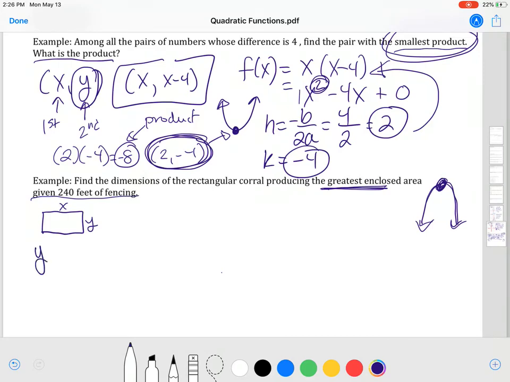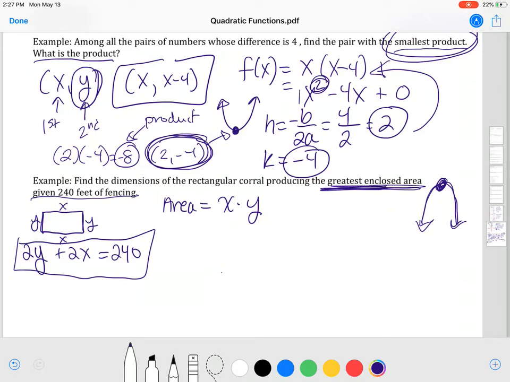That means that if I take 2y, because I have two sides that are length y, and I take 2x, because I have two sides that are length x, and I add it up, that should give me 240 feet of fencing. That's my perimeter. We want to find the maximum area. An area would be when I take length times width. So my area is going to be x times y. Well, we can't solve anything with a y in there. We have to have all x's or all y's. So I'm going to solve this equation for y so I can plug it in here and have everything in terms of x.